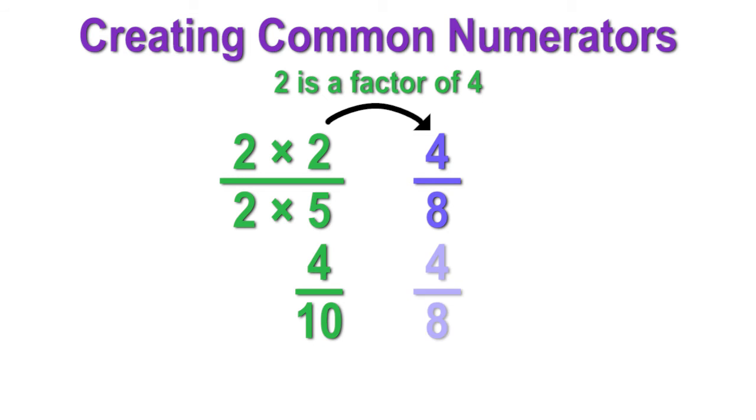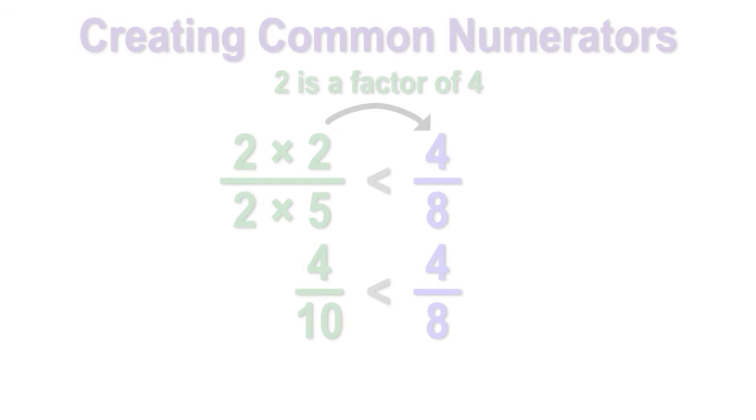We can now compare the relative size of each fraction. 4 pieces that are 1/10 in size are smaller than 4 pieces that are 1/8 in size. Since 4/10 is equivalent to 2/5, we can reason that 2/5 is less than 4/8.